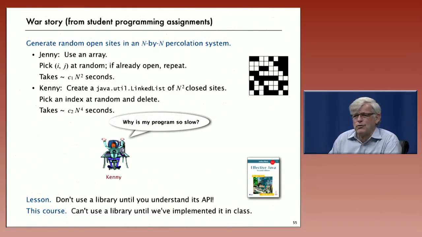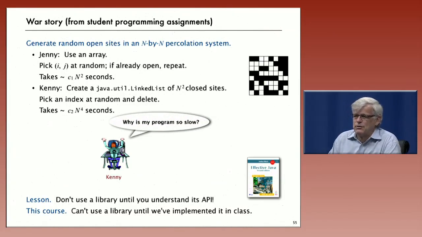Here's a war story from student programming assignments not that long ago. So we have an assignment where you need to generate random open sites in a percolation system. We have one student who was paying attention to what we're saying and uses an array and can pick the indices into that array at random, check whether they're open, and repeat. So the array is n by n, there's n squared things, and it takes about n squared time, which is actually linear time for this application.